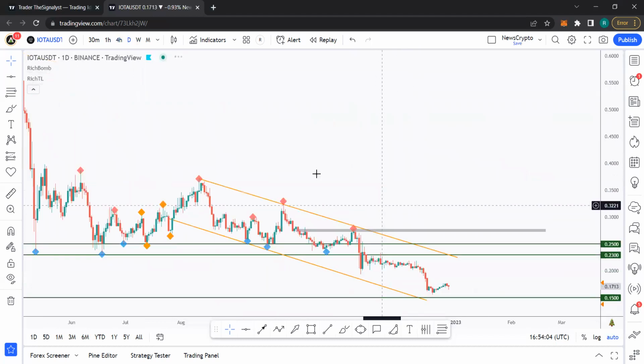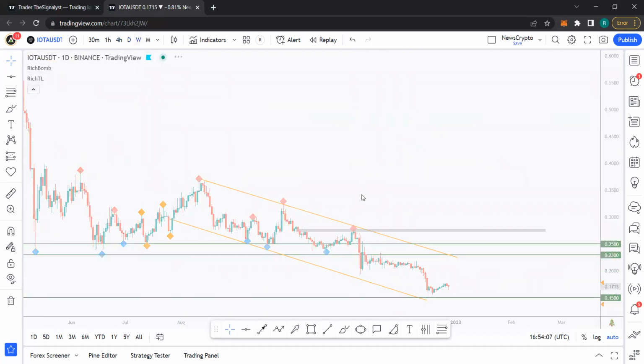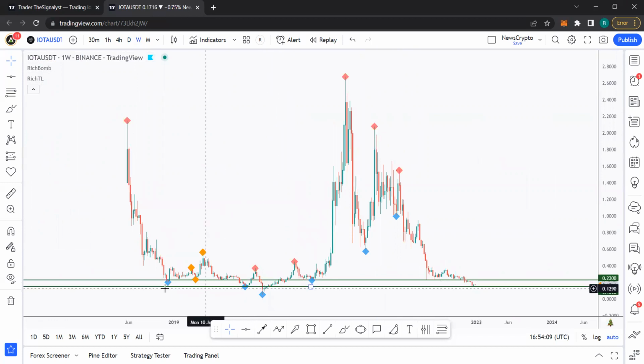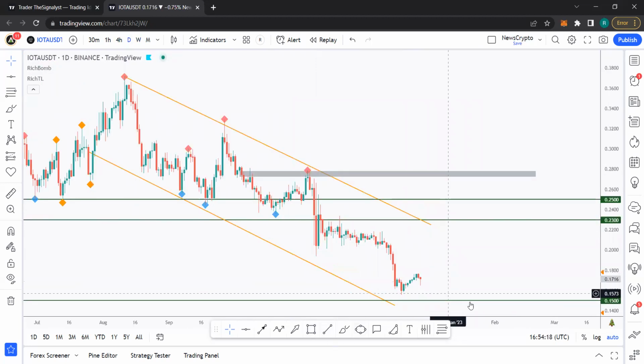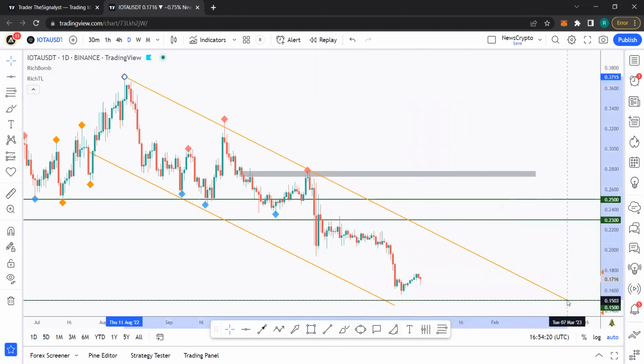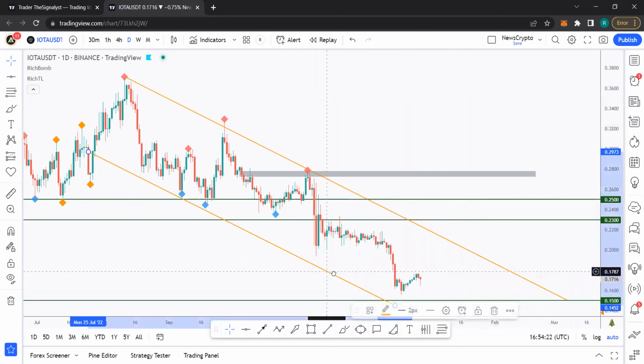On IOTA, 0.15 is a strong support. As you see here, multiple rejections from, of course, 0.1 as well if you want to make an offset for it. So 0.15, 0.1. And we are currently around the lower bound of this big channel. That's it.